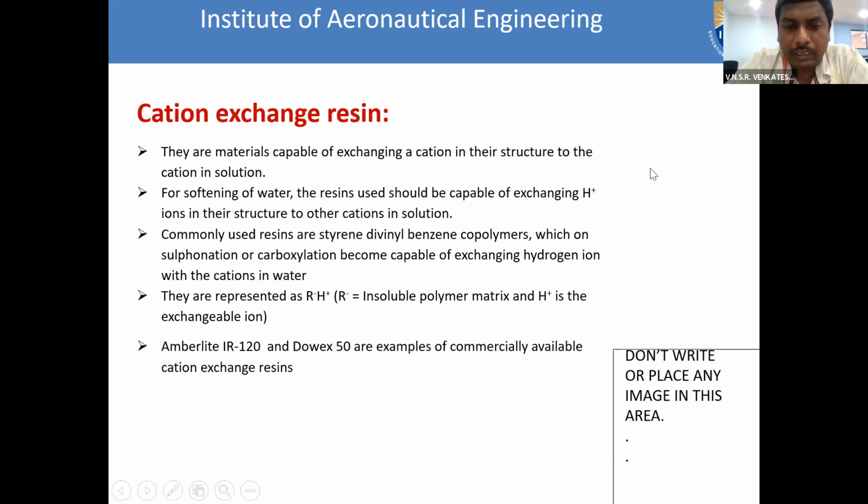Now we see the first resin, which is the cation exchange resin. First of all, what is cation exchange resin? This resin is applicable for exchange of the cationic hardness causing salts from the sample of water. Already we discussed in previous classes the types of hardness.